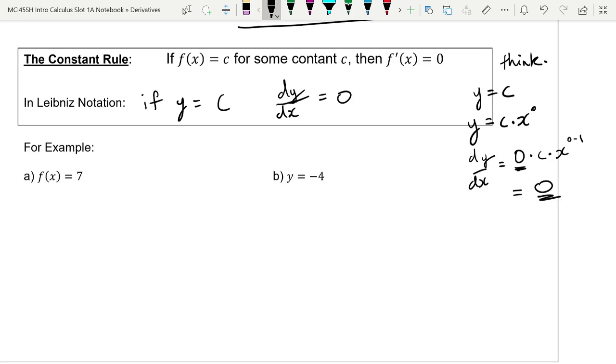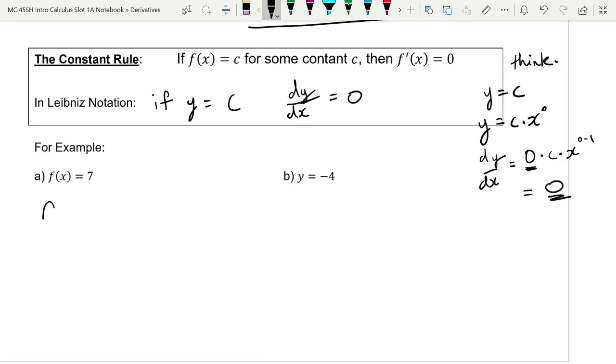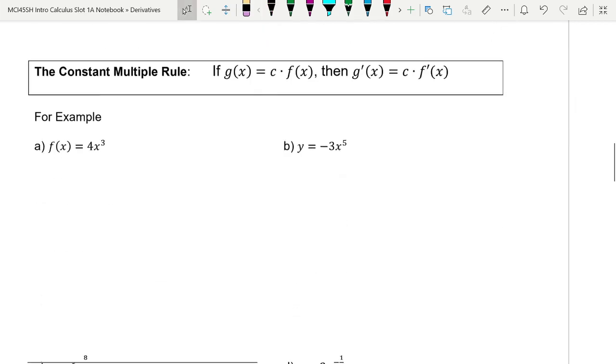So these ones are really easy. I don't know why we gave you so much room for them. F of x equals 7? Great. F primed of x is nothing. Y equals negative 4? Great. dy by dx is equal to 0. The derivative of a constant is 0, which makes sense, because the slope of a horizontal line is 0. Okay, that rule is not very interesting.